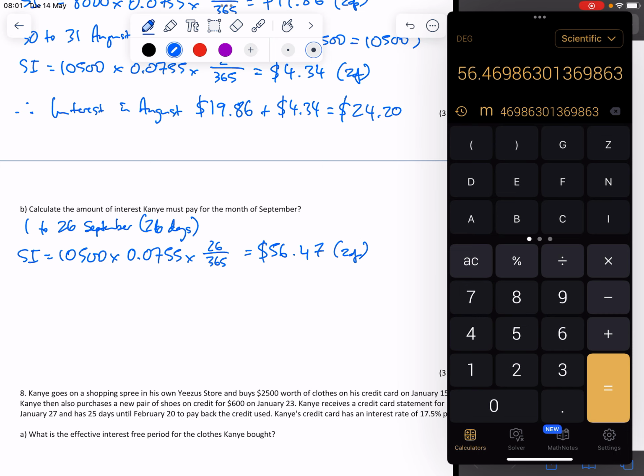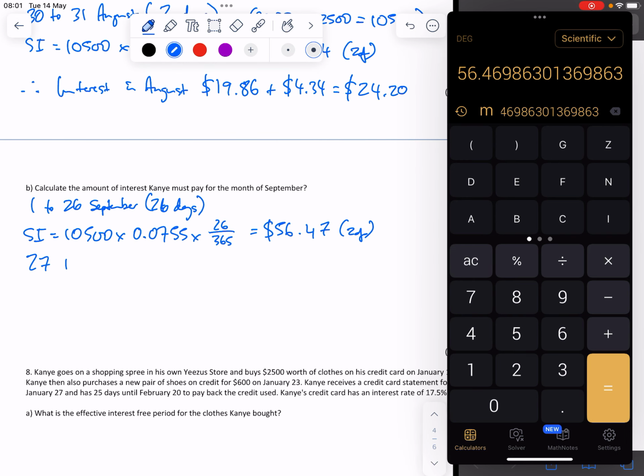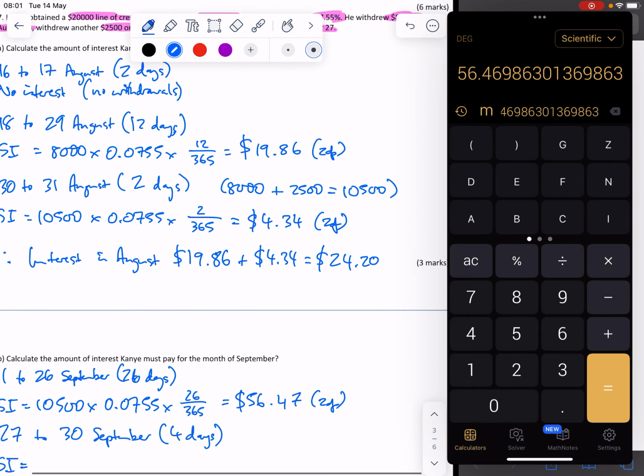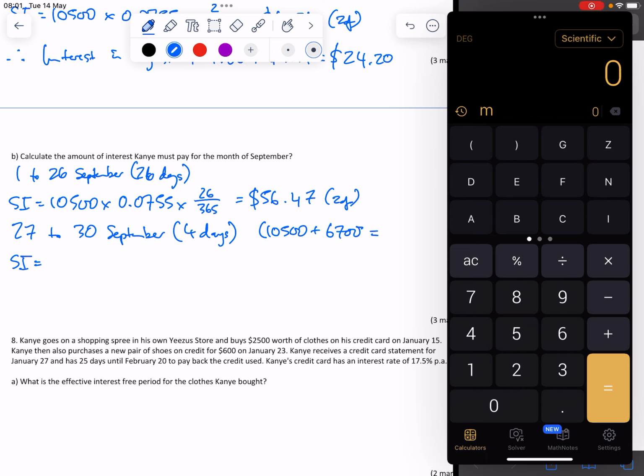And then you have a little bit of September. 27 to September is a 30-day month. 27, 28, 29, 30. That's 4 days. Remember, it's inclusive. Count on your fingers if you need to. Withdrew another 6,700. So you had 10,500, but 6,700 more. 10,500 plus 6,700 is 17,200 withdrawn in total for the last 4 days of September.